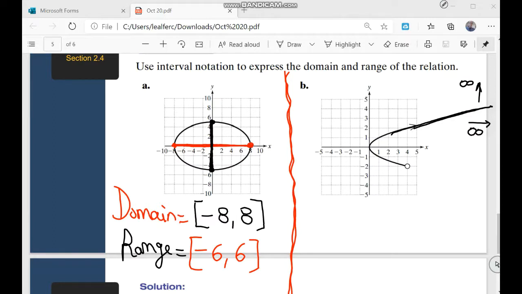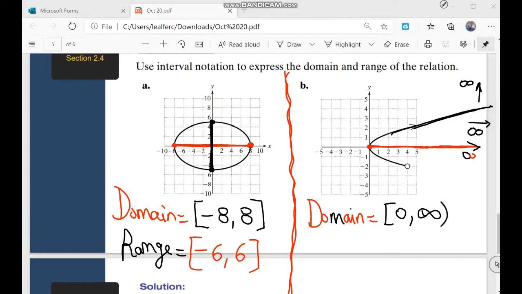Let's represent the domain of this. Domain is going to be the x. Check the x-axis. The domain starts here, and we check the graph goes all the way to infinity to the right, so the domain also goes all the way to infinity. So the domain starts on 0 and goes all the way to infinity.